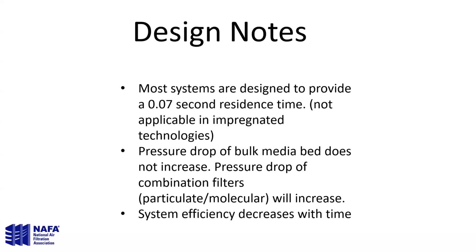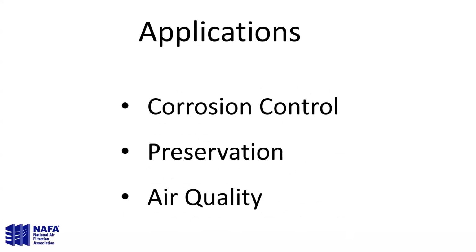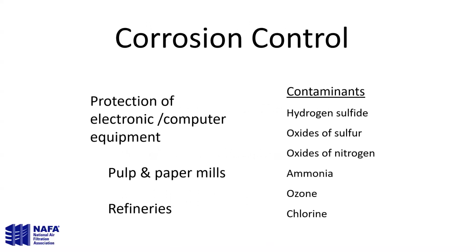And on the next slide, we'll talk about some applications, which I think you're probably pretty well aware of. Corrosion control. I divide them into three markets: preservation and air quality. And that air quality can be both indoor and outdoor, what you're putting outside into your space, in the case of, say, a restaurant. So let's go on and talk a little bit about the corrosion control market on the next slide.